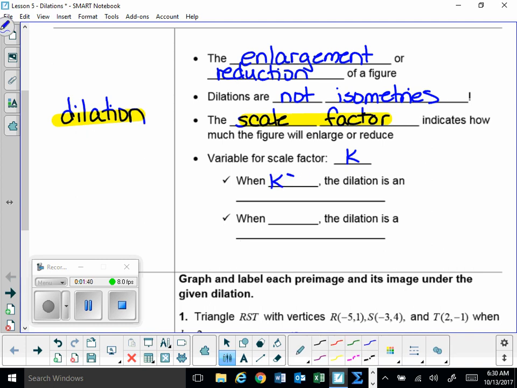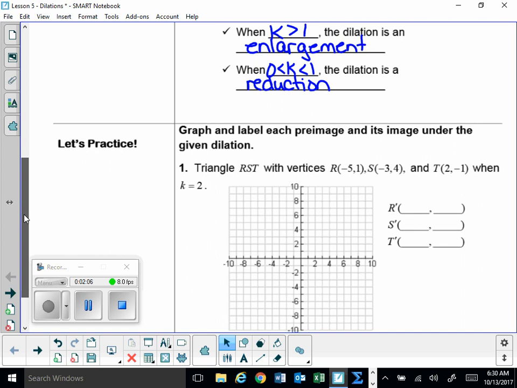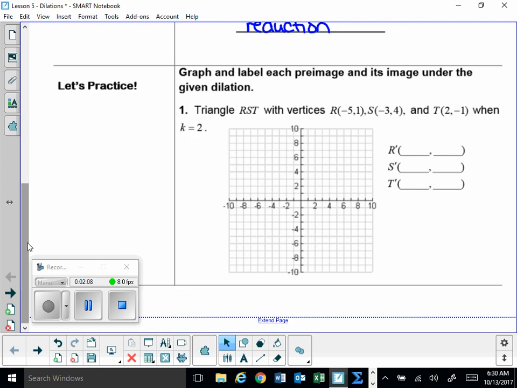When k is greater than 1, you have an enlargement. When k is between 0 and 1, you have a reduction. It is not possible to have a negative scale factor. If you have a fractional scale factor smaller than 1, you will have a reduction. Whole numbers and fractions greater than 1 will result in enlargements.